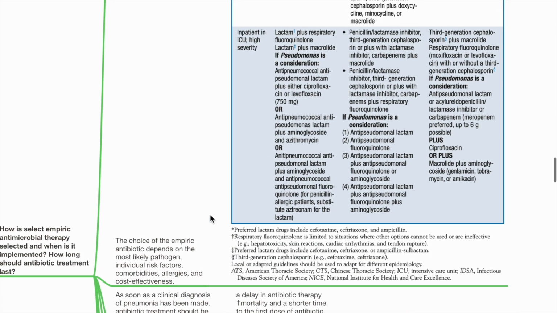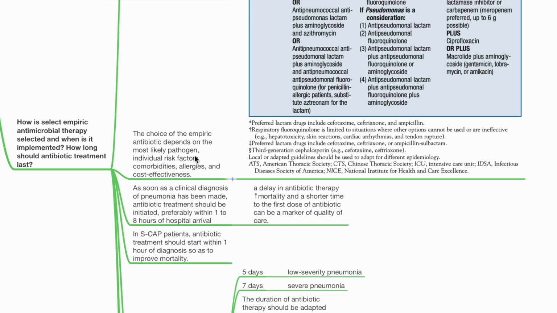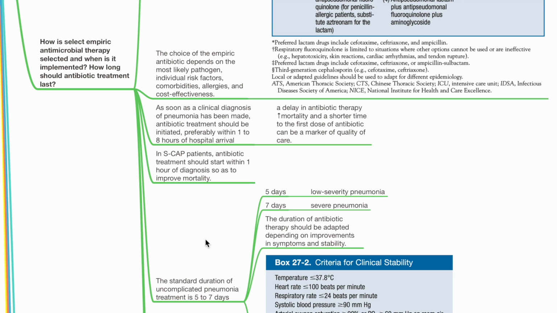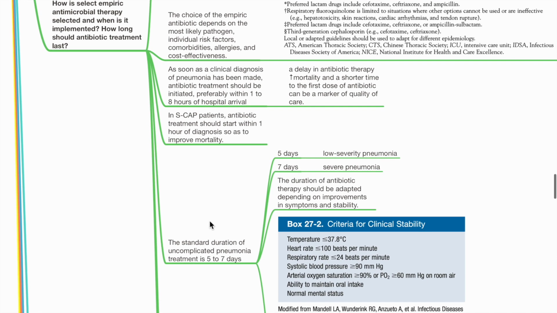The choice of empiric antibiotic depends on the most likely pathogen, individual risk factors, comorbidities, allergies, and cost-effectiveness. As soon as a clinical diagnosis of pneumonia has been made, antibiotic treatment should be initiated preferentially between 1 to 8 hours of hospital arrival, as a delay in antibiotics increases mortality. In severe CAP, antibiotic treatment should be started within 1 hour of diagnosis to improve mortality.